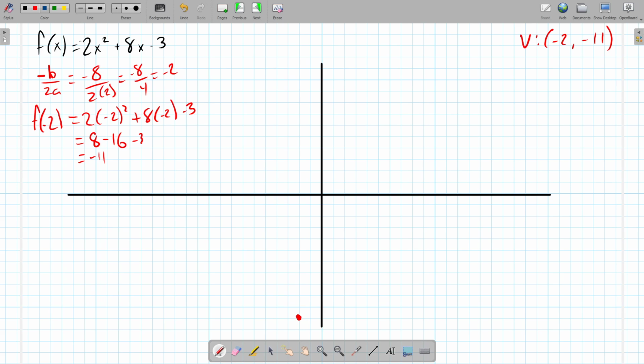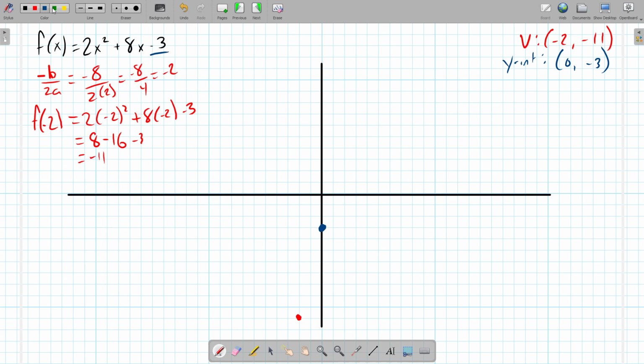Our y-intercept is probably the easiest thing to find when graphing in standard form because it's just the c term. So our y-intercept is 0, negative 3.